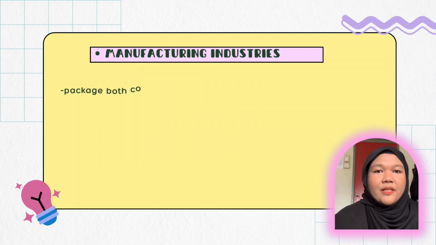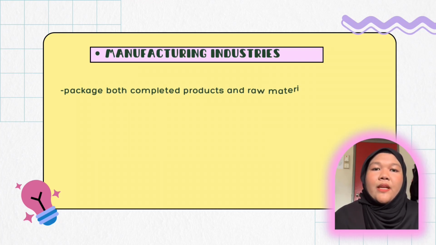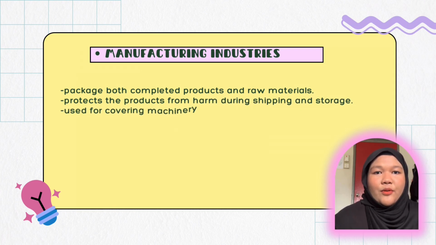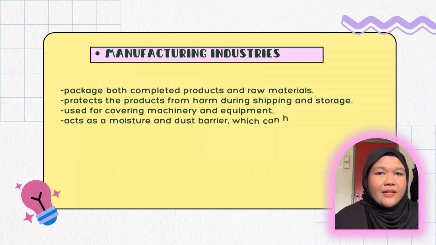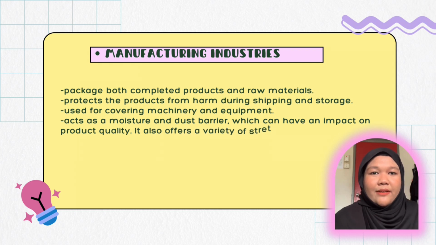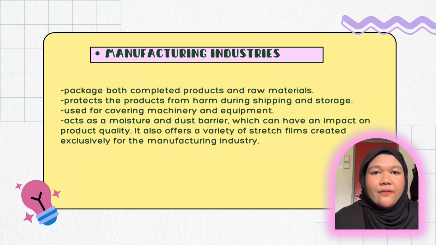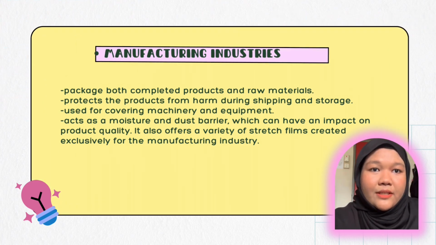Lastly, packaging film is used in the manufacturing industry to package both complete products and raw materials. Packaging film protects the product from harm during shipping and storage, and it is also used for covering machinery and equipment. Besides, it also acts as a moisture and dust barrier, which can have an impact on the product quality. Companies also offer a variety of stretch film created exclusively for manufacturing.